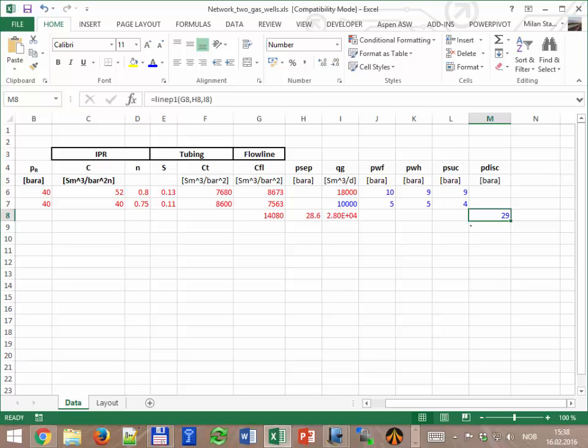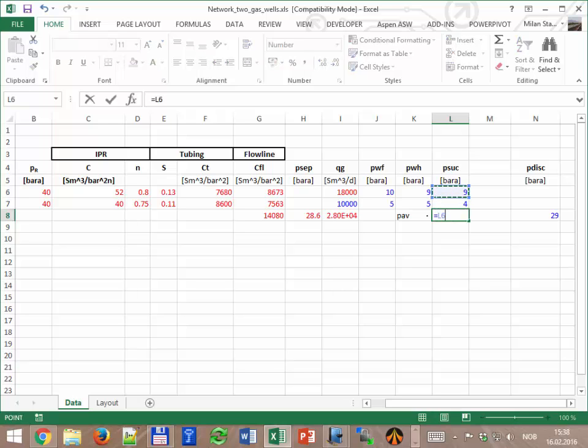So this number is not going to change, right? So what do I have to do now? Solver for P suction. We want the two P suction numbers to be equal. For that, remember how we have done before, I calculate a P average, that is this plus this divided by 2.